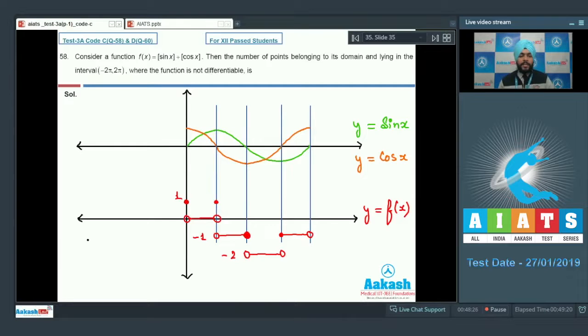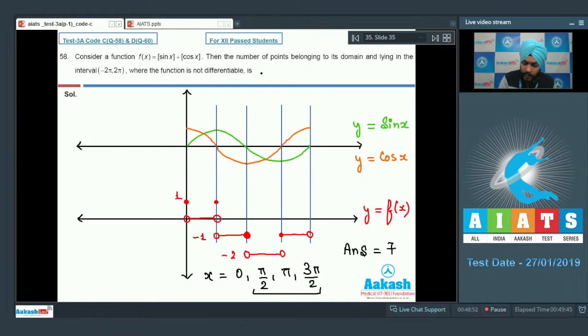So the number of points where the function is non-differentiable: everywhere the function is discontinuous, it has to be non-differentiable. So what are the points of non-differentiability? x equal to 0, π/2, π and 3π/2. Students, pay careful attention. These 3 points will be repeated on the negative side of the interval, that is -2π to 0. So 3 into 2 plus 1. Total answer for points of non-differentiability will be 7. So the final answer for this question is 7.